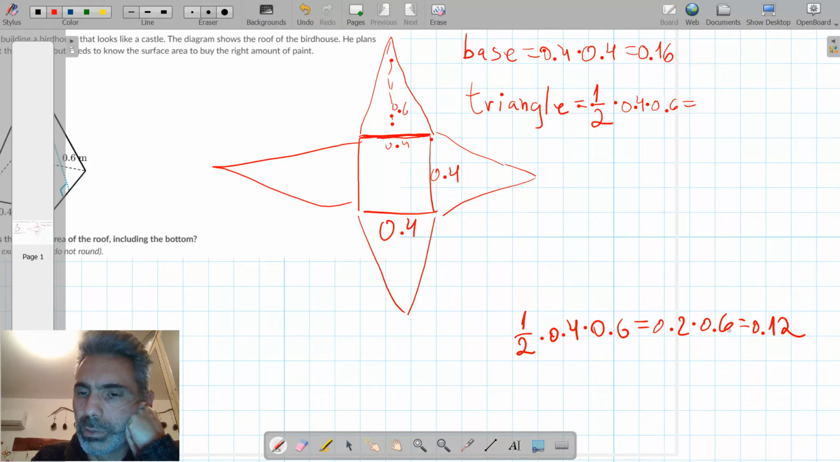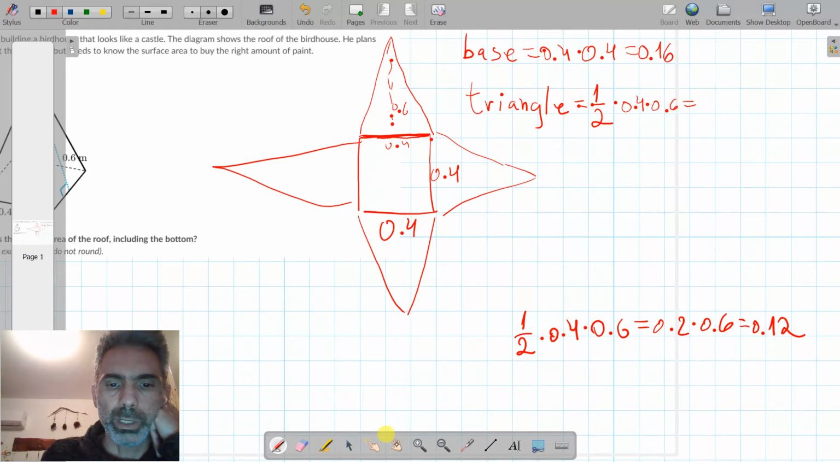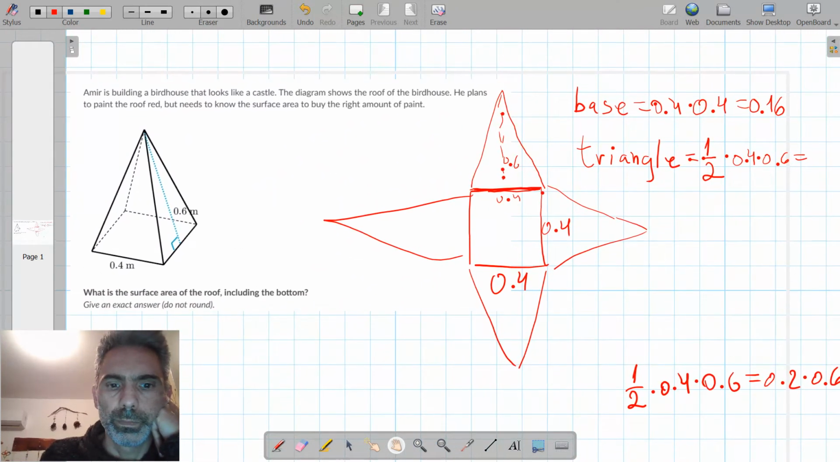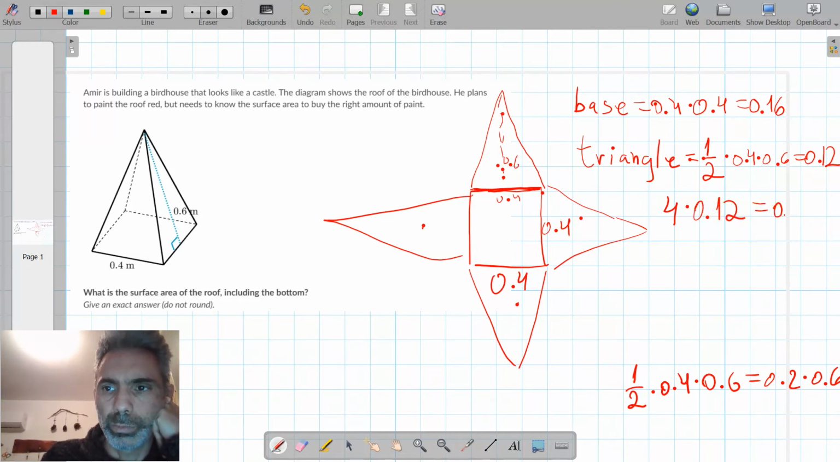2 times 6 is 12, and I have two digits to the right of the decimal point, so the area of each triangle is 0.12. And I have 4 of them. 1, 2, 3, 4. So 4 times 0.12 is 0.48.